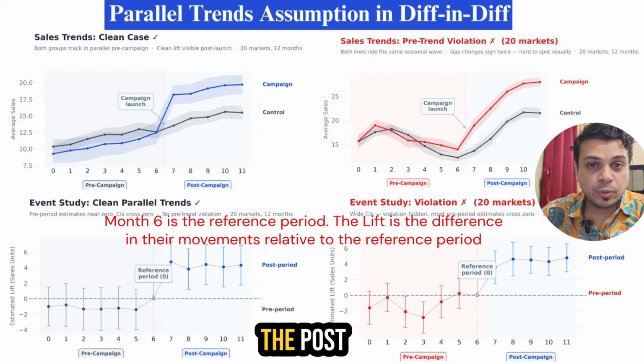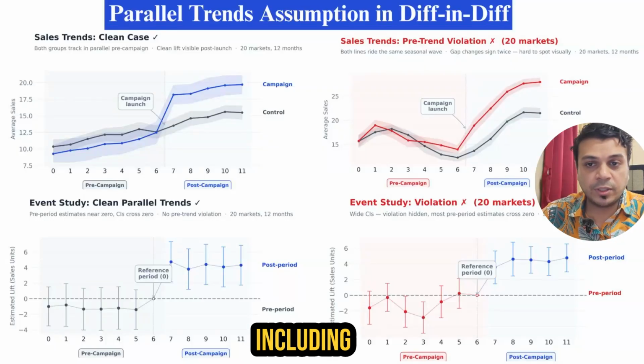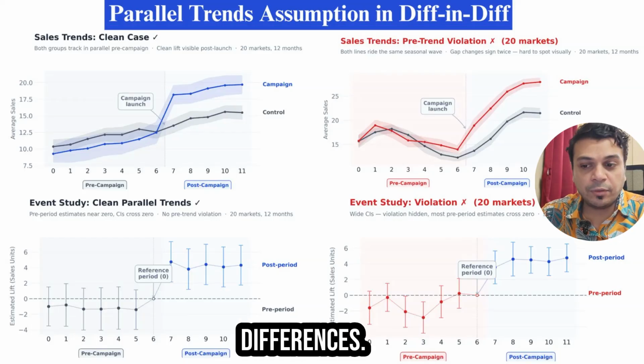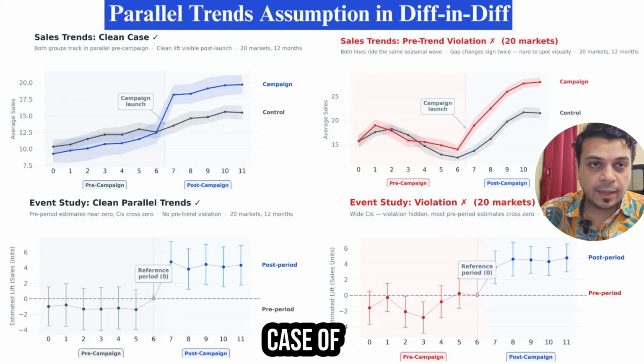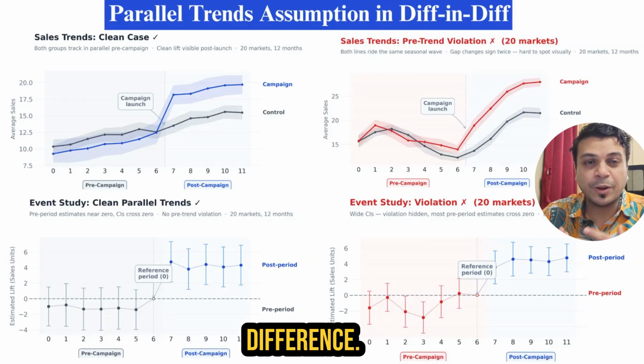But in the post-period, the post-campaign phase, you will notice that none of these include zero. None of the confidence bars for each of these lift data points pass through the 0 line. So this gives very significant differences. And this is a classic case of a proper clean case where the parallel trend assumption actually holds for difference in difference. Quite a mouthful, right?